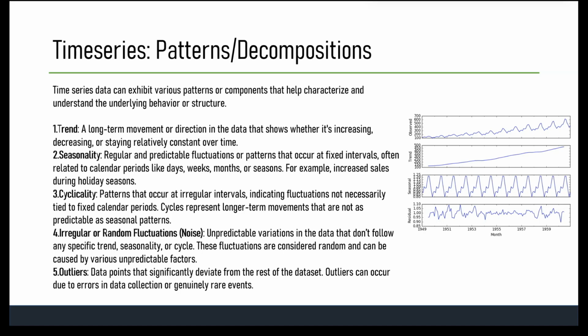Then we have level, also known as level shift, or you can even say sudden changes. A level shift indicates an abrupt change in the mean or average value of the time series data. These shifts might occur due to structural changes, policy changes, interventions or other significant events affecting the underlying process generating the data. Identifying this type of shift helps in understanding changes in the system and their impact on the time series. So that is what sudden change or level shift means.